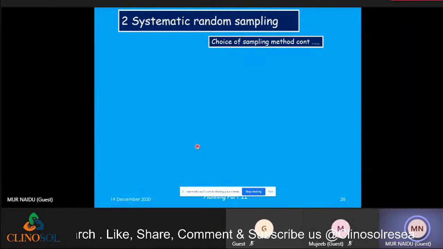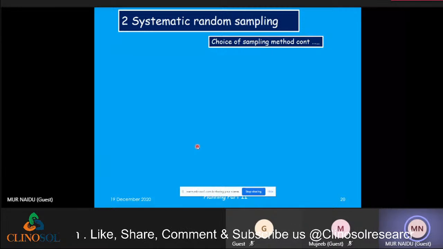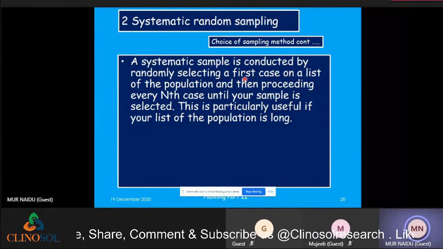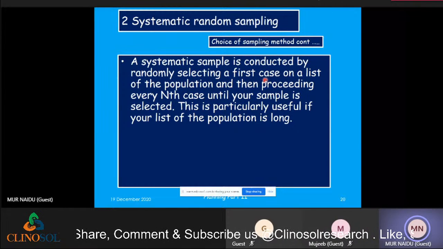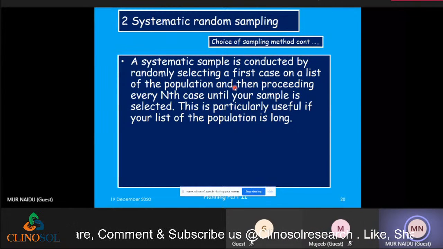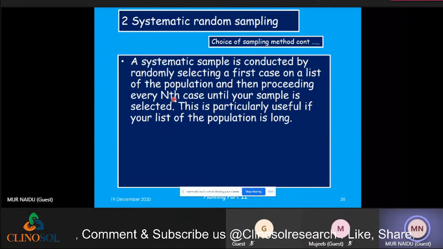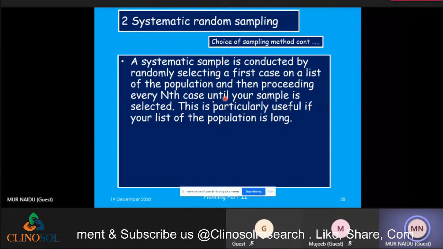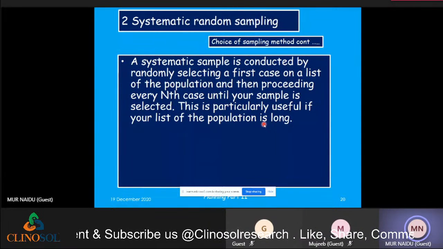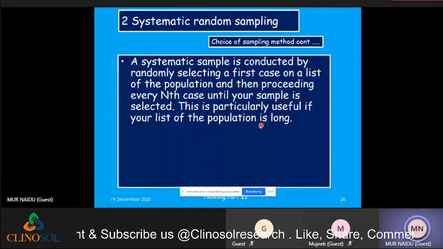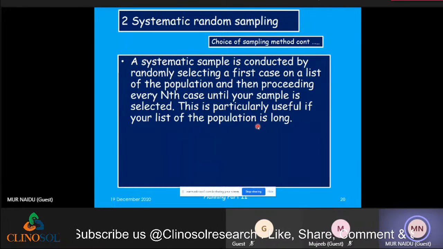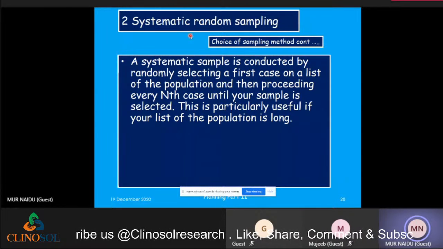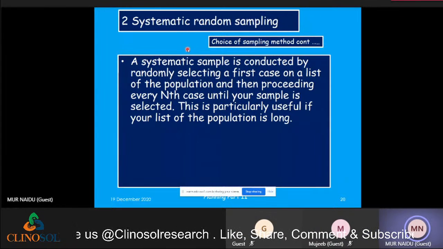Second is systematic randomization. In systematic randomization, you randomly select the first case on the list of the population and then proceed to every nth one until your sample is selected. This is particularly required when your population list is very long. Suppose the list is very long and you want 200 or 300 cases, then systematic randomization is used. One after the other, you select.